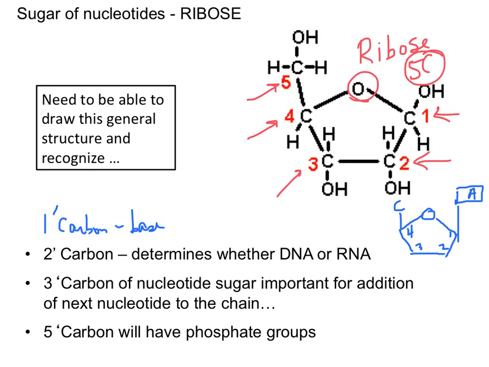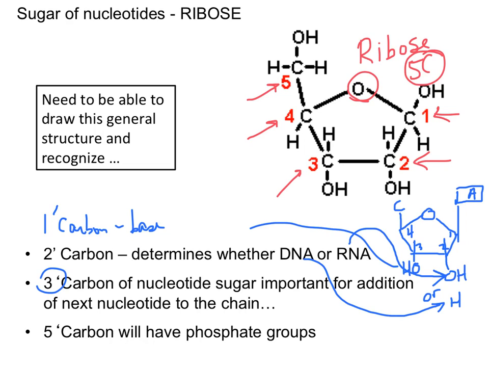On the second carbon, we have the addition of either a hydroxyl group or, not both, a hydrogen. And if you have a hydroxyl group, that means you have an RNA molecule. How do I know that? Well, DNA is deoxy, so you remove the oxygen on the 2 position, deoxyribonucleic acid. So the 2 position tells you whether it's DNA or RNA. The 3 prime position, the carbon there is almost always a hydroxyl group. And that's important because hydroxyls in biology are highly reactive.